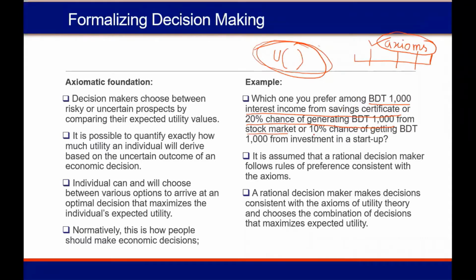And you have another option, a 10% chance of getting 1,000 taka. It is not 10% of 1,000 taka. You have a 10% chance of getting 1,000 taka. And you have a 20% chance of getting 1,000 taka from a stock market investment. Here the percentage is lower because you are investing in a startup business. So if I ask you, I am asking a person from the participants.